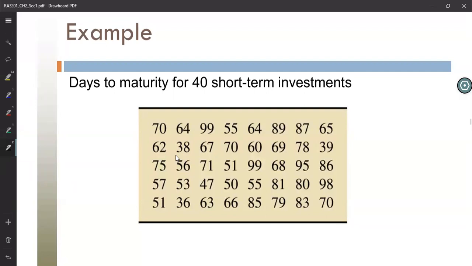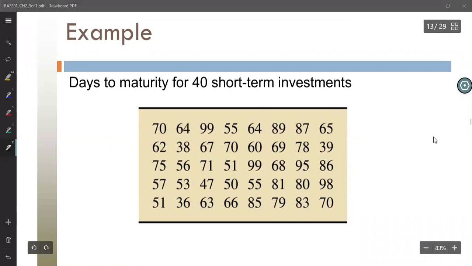Find it for me. 36. 36 is the minimum, yes. Now what is the maximum? The maximum is, yes, I guess 99 is the maximum.